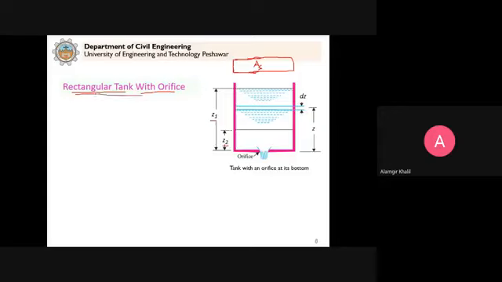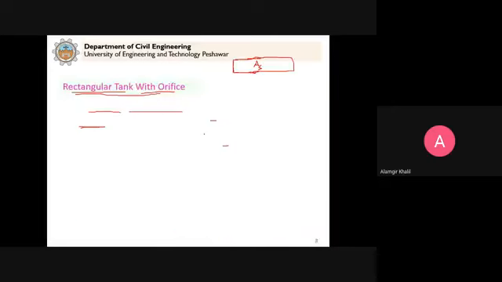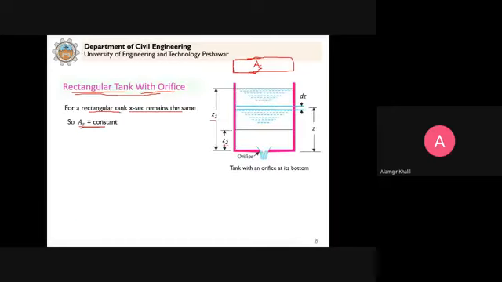So in this case, AS for a rectangular tank cross section remains the same. You can see throughout, the cross section is the same. So AS is equal to constant. In the previous case, AS was a function of Z, because the surface area changes with respect to Z. But now in this case, AS is constant.